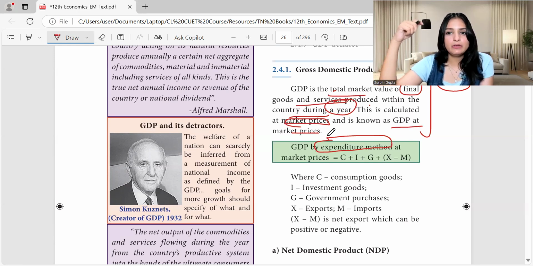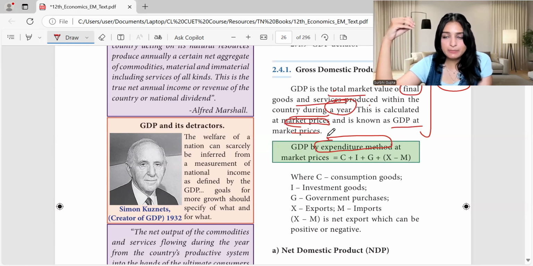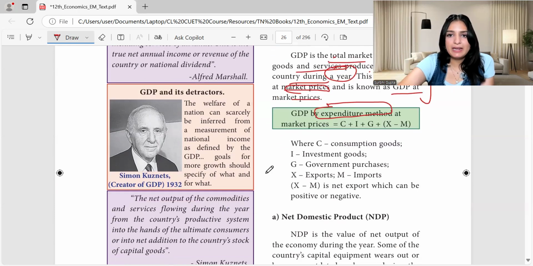Then there is government expenditure. The total expenditure done by government is government expenditure G, and the total expenditure done by foreign sector in net sense is exports minus imports. Okay, so that is by expenditure method.